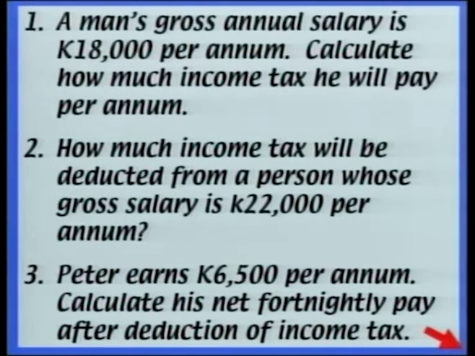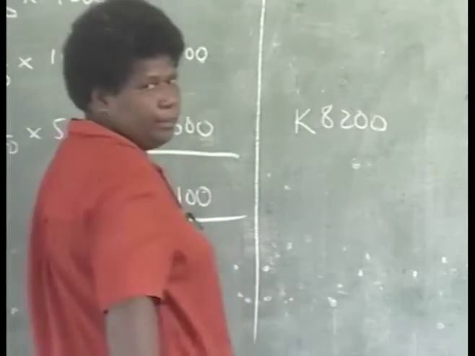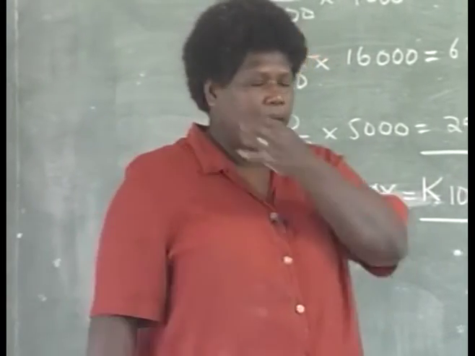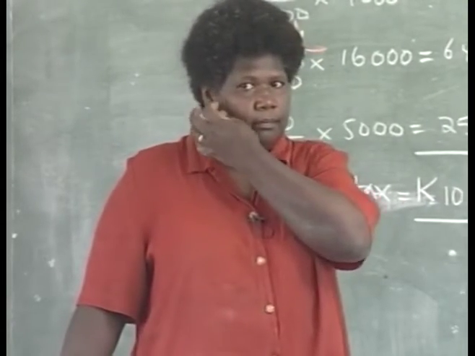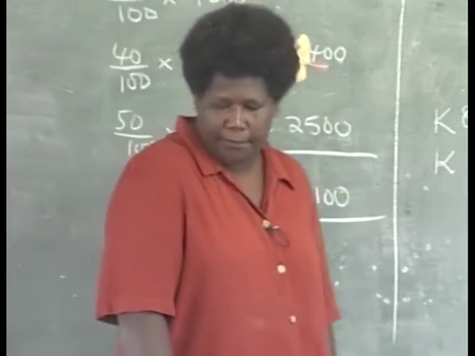Okay, any answers? Velma, what's your answer? $8,200. 8,200. Anyone with a different one? Do you all have 8,200? Gabriel? $6,800. 6,800. Any others? No? Okay.